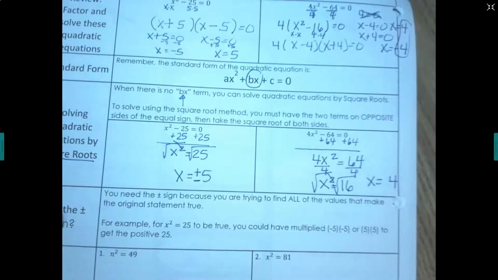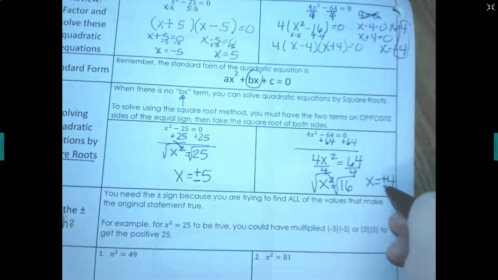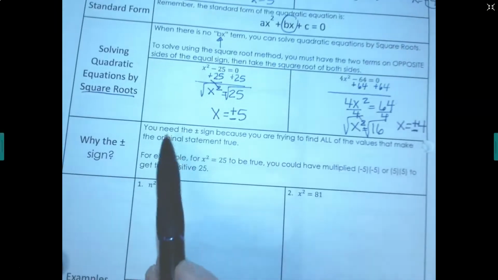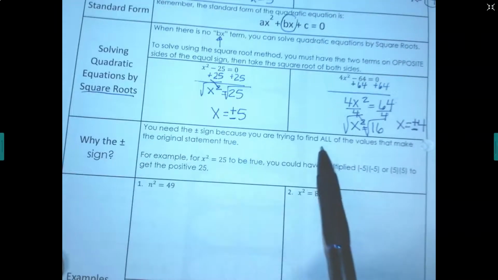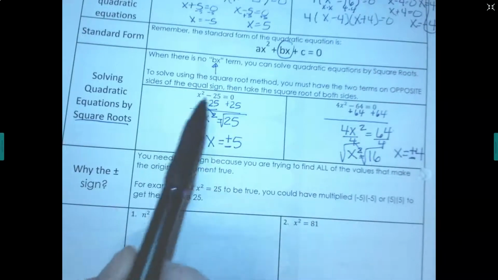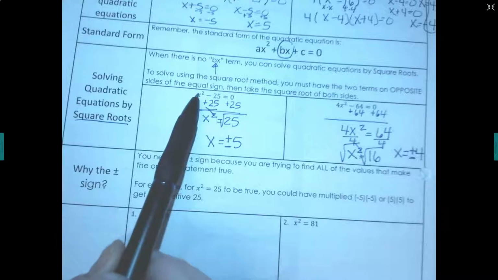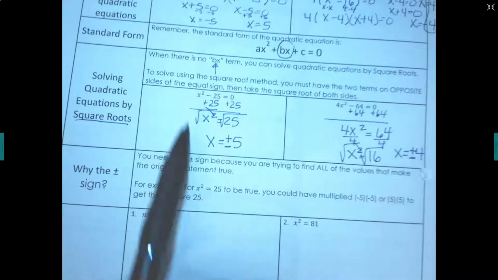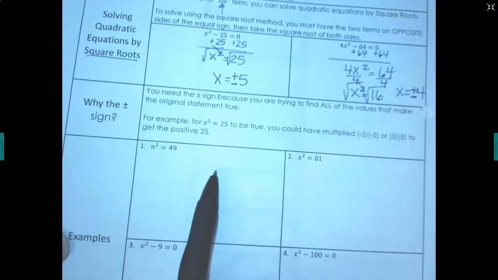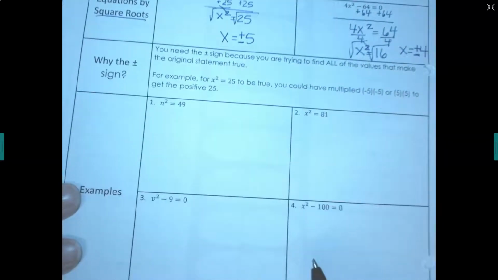But remember, just like up here, we have a +4 and -4. We didn't know really where that came from, so we're going to say it's positive and negative 4. And that accounts for where it's going to go through the x-axis. All right, so this says you need the positive negative sign because you're trying to find all the values that make the original statement true. Okay, so we don't know if it was -5 times -5 to give us the +25 here, or +5 and +5. Okay, so let's try some examples and see how we're doing.